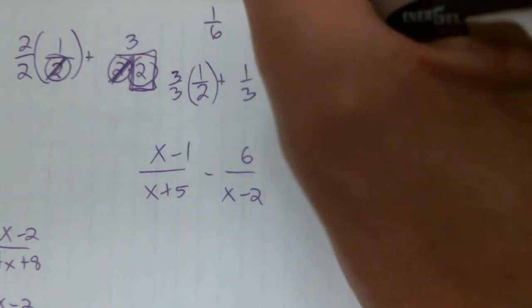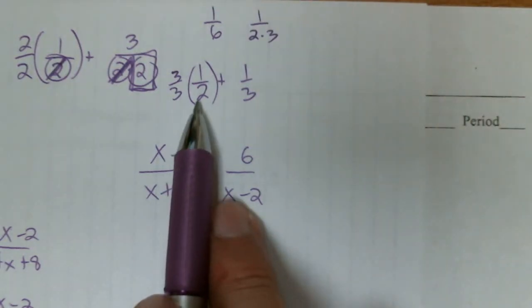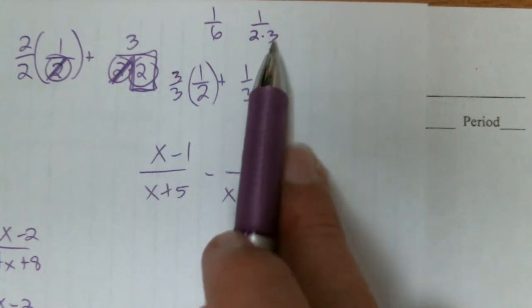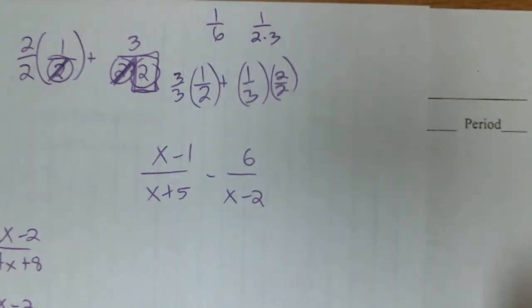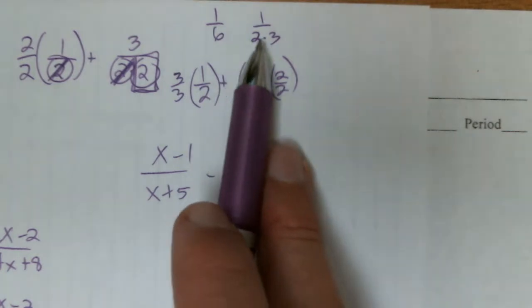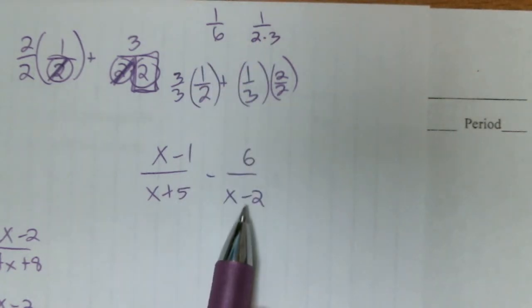Okay, the common denominator would be 6. I can break that down into 1 over 2 times 3. Okay, this has the 2, but it's missing the 3, so I need to multiply by 3 over 3. This guy has the 3, but it's missing the 2, so I need to multiply by 2 over 2. Okay. All right, but down here, I don't have anything in common. So up here, what do we do with the 2 and the 3? We multiply them together to get our common denominator.